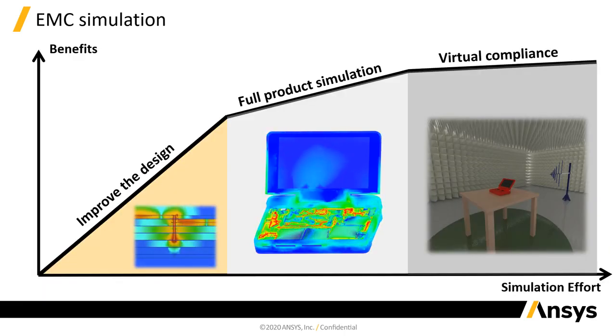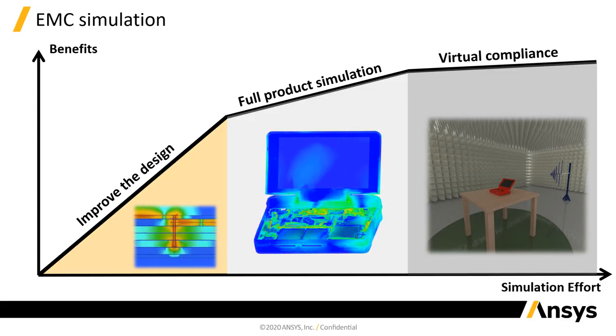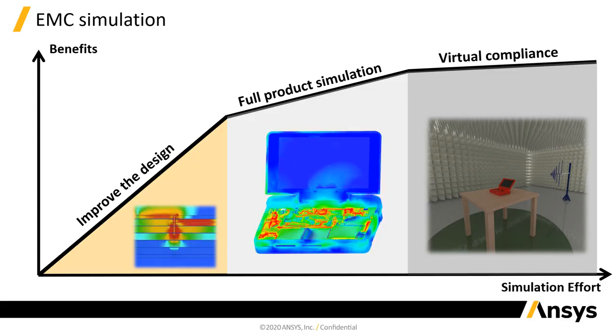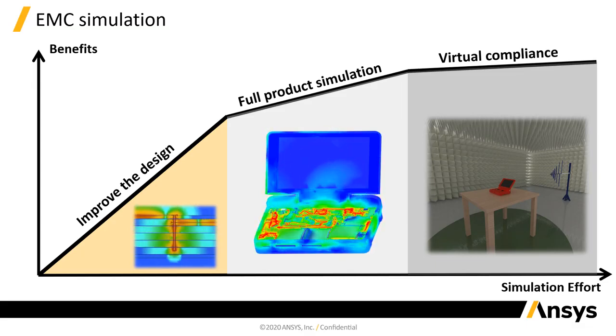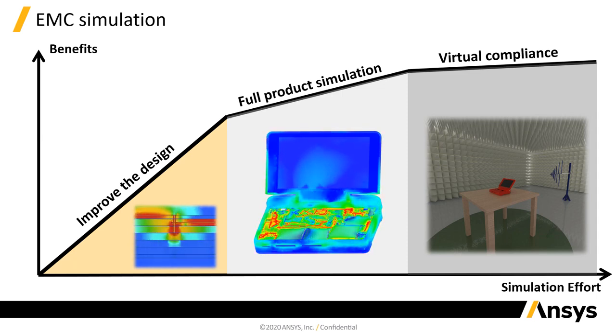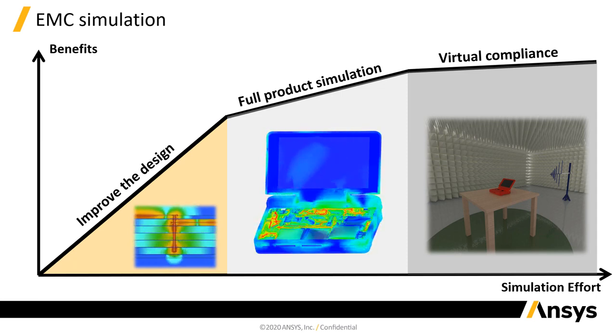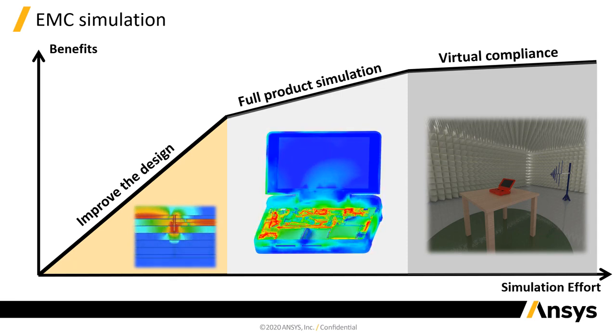But we can use electromagnetic simulations in all of the stages during the development of any given product. And of course, there are benefits, and some of the simulations require more effort. So when you are designing your product, you have to improve your design using simulations. That's the best time to use simulation, because simulation doesn't require too much information at that stage, and you can get a lot of benefits. That's the left part of the curve.